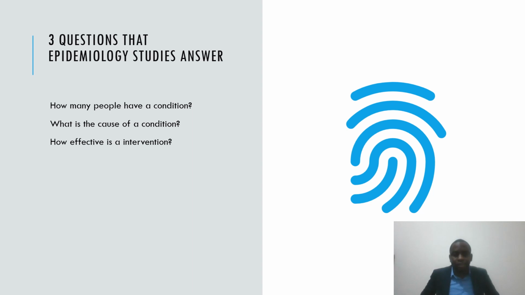What is causing the disease? So when you talk about causes, causation, you talk about analytical epidemiology, you talk about cohort study, you talk about case control study, you talk about what? Randomized control trial. All right? So that is the domain.